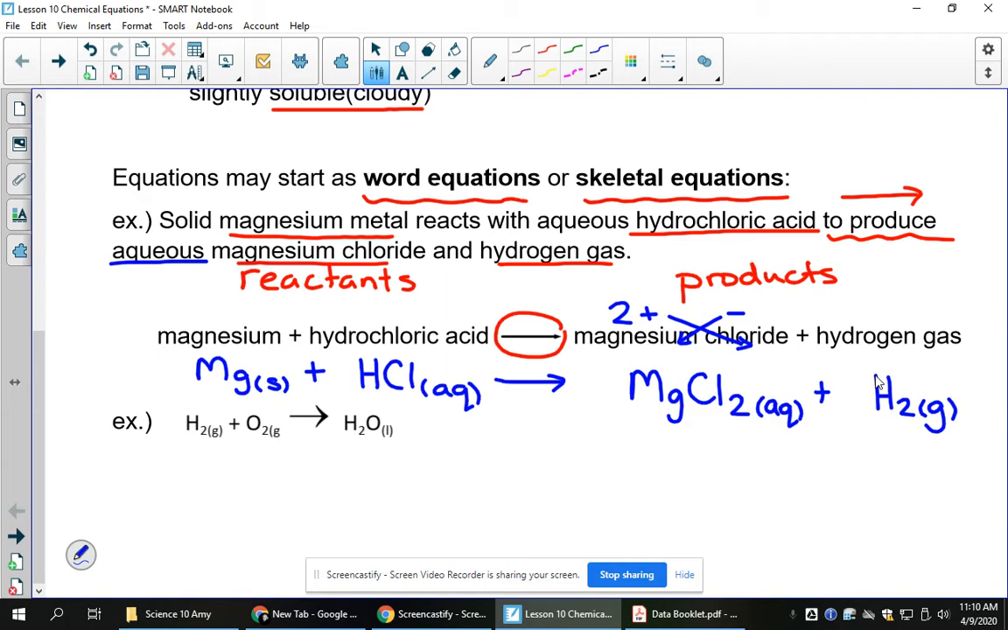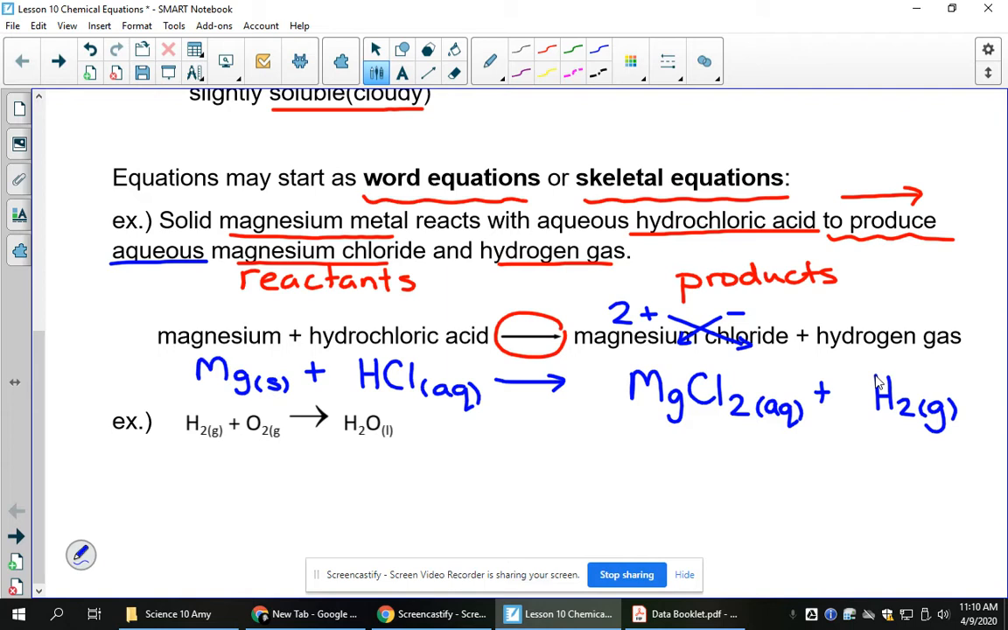So this is the first step. You've got to get your equation written with proper chemical formula and states for every single element. And then we're going to do something called balancing. Balancing is making sure that we obey the law of conservation of mass. That was something we looked at in the previous lesson.